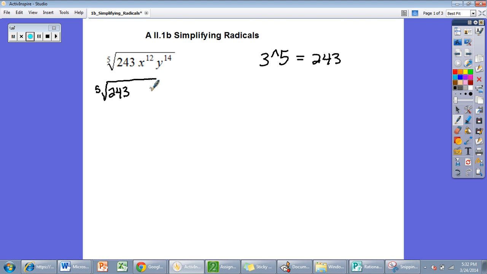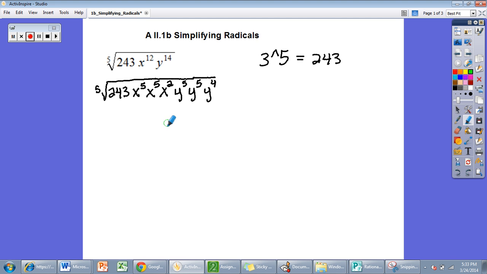Then we just want to make sure we're simplifying our x's and y's appropriately. I always write my x's and y's in terms of however many 5s I can take out of whatever power they're raised to. So I'm going to write x to the 5th, x to the 5th, x to the 2nd, because that adds up to 12. 5 plus 5 is 10, plus 2 is 12. I want to write as many 5s as I possibly can. And then y to the 5th, y to the 5th, and then y to the 4th, because 5 plus 5 is 10, plus 4 gives me that 14.